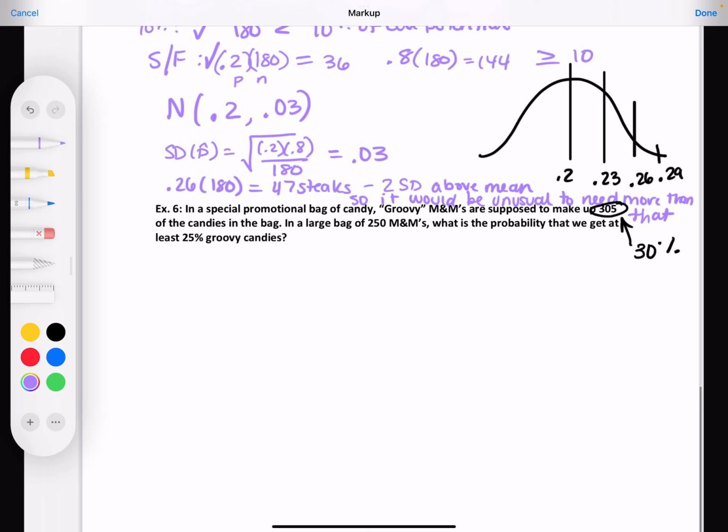All right, something to point out really quick. It says that there's supposed to be 30% in a bag. So that is our mean. But the probability that we get at least 25% groovy candies is our y-bar for the sample, which is 0.25.